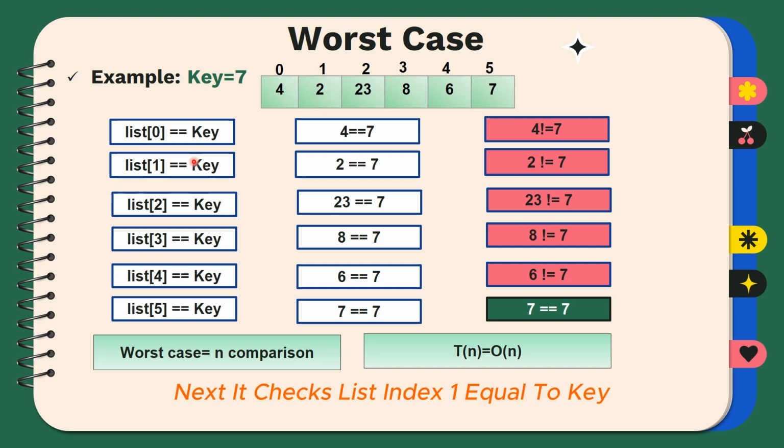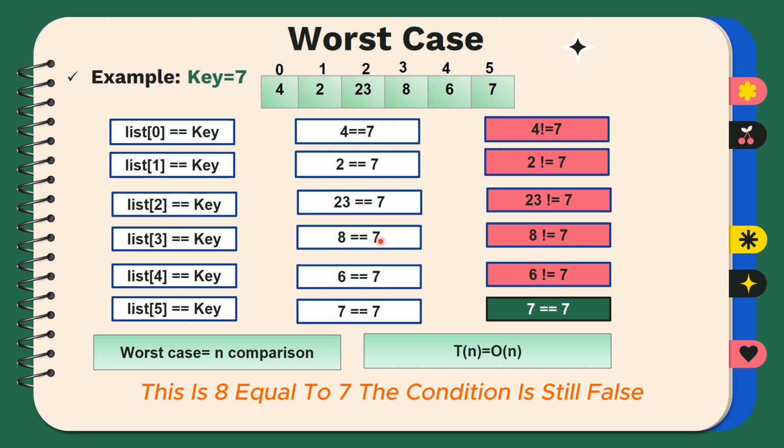Next, it checks list at index 1 equal to key. This is 2 equal to 7. Again, this condition is false. Then it checks list at index 2 equal to key. This is 23 equal to 7. Still, this is also false. Next, it checks list at index 3 equal to key. This is 8 equal to 7. The condition is still false.